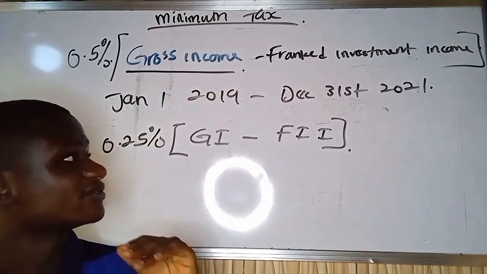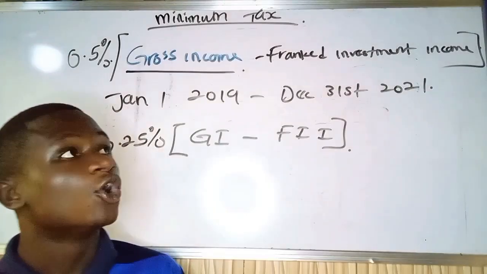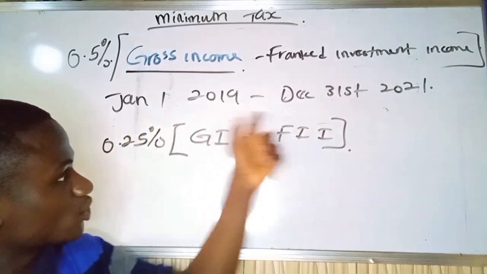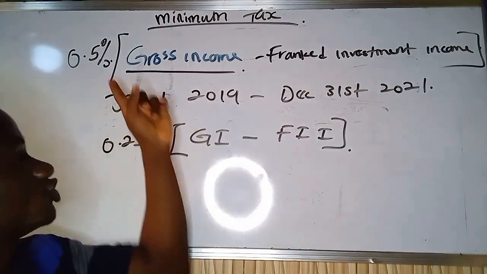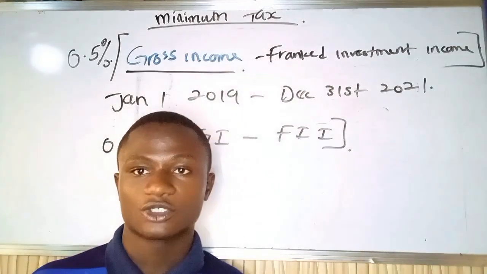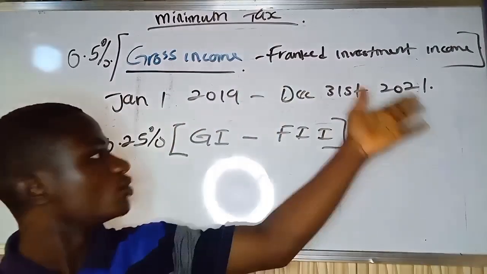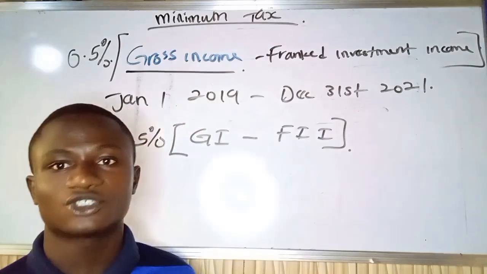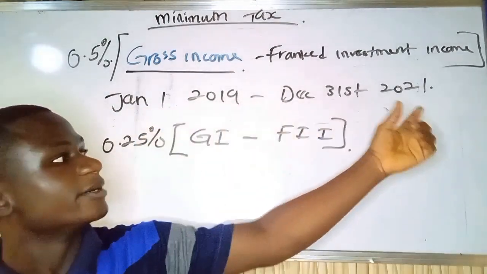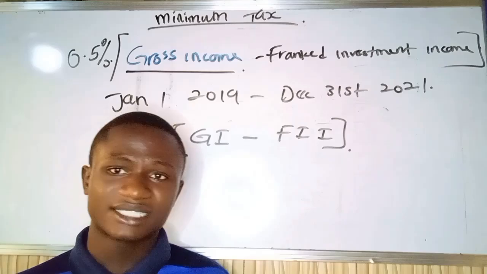Virtually all the questions I've seen on minimum tax have dates that fall within this period. Meanwhile, the normal minimum tax rate is 0.5%. So if the year does not fall between these dates, it is 0.5%. But the law has stated something else, and that is a particular thing we need to note. So let's take a question.